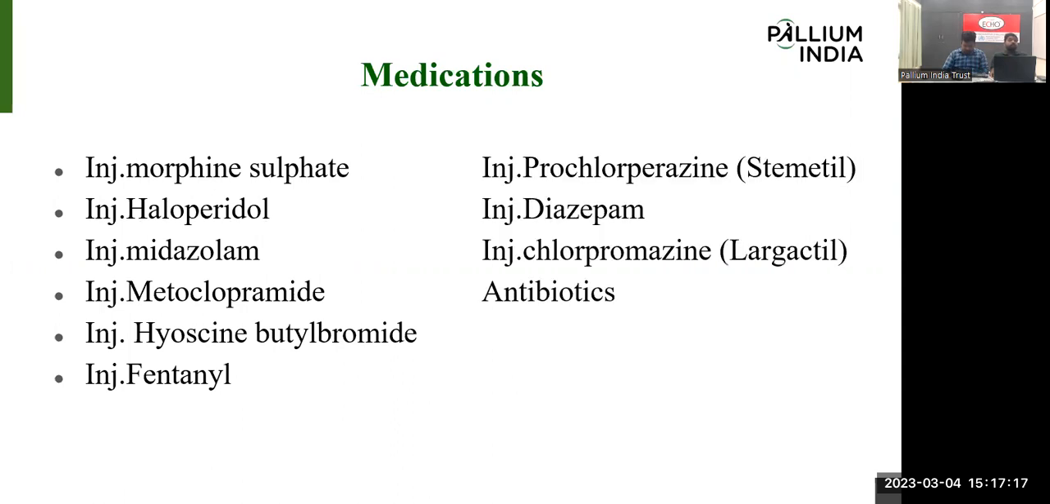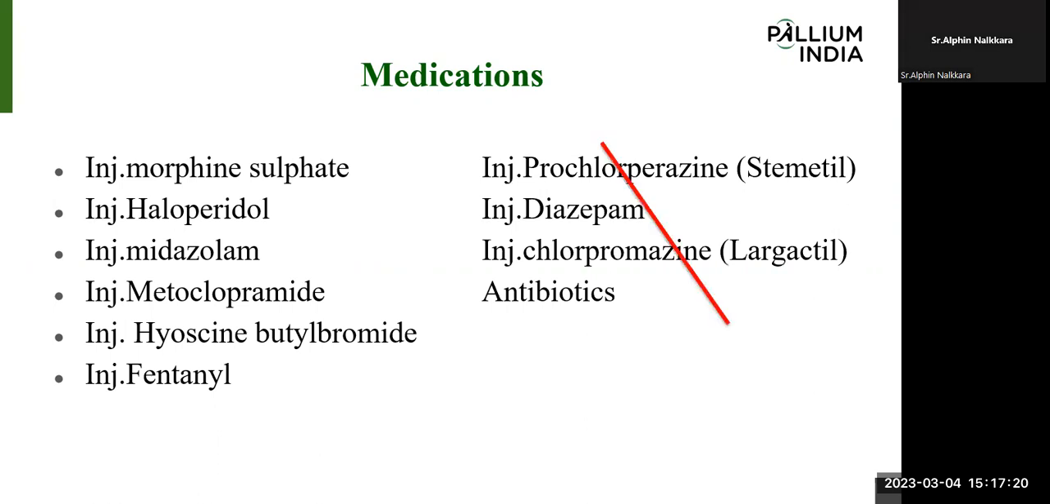These types of medicines we cannot give subcutaneously: injection Stemetil, diazepam, chlorpromazine, any antibiotics or hypertonic solutions such as normal saline 3%, or dextrose 5%, 25D, those types of hypertonic solutions or antibiotics or these types of injections we cannot give subcutaneously. If we give them, they will irritate and damage the tissue, and poor absorption will also occur.